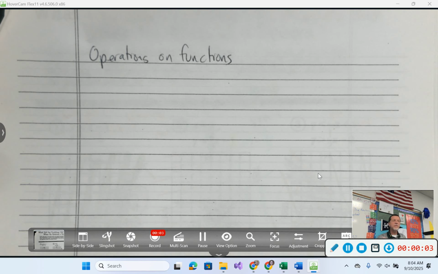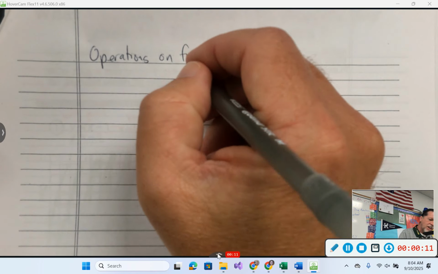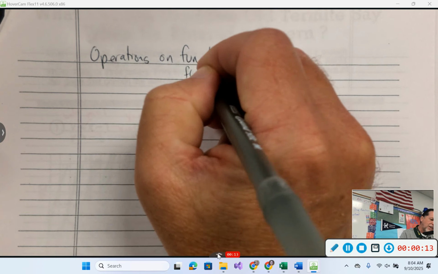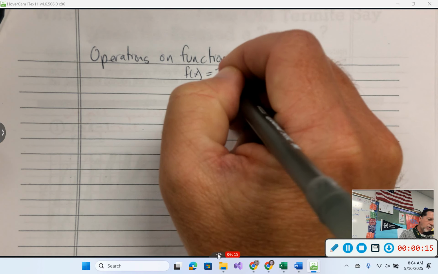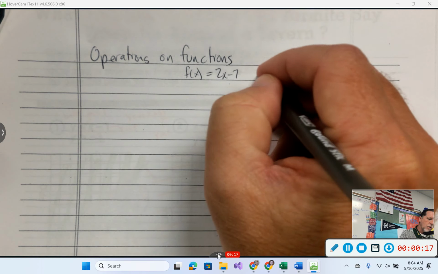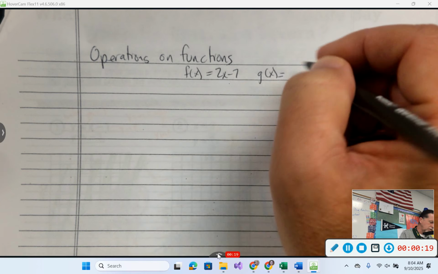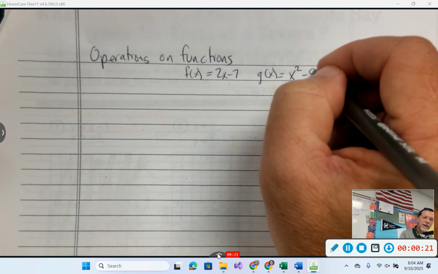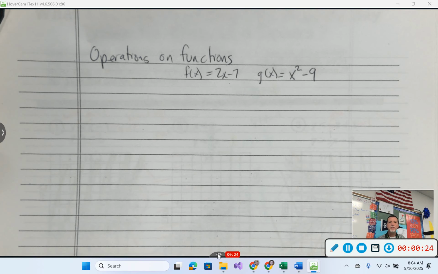Okay, functions we've definitely dealt with. So we know what functions are. Functions are things like f of x equals 2x minus 7, or g of x equals x squared minus 9. We know what functions are. So we could find f of 3 or f of a plus 7 if we want to get fancy.